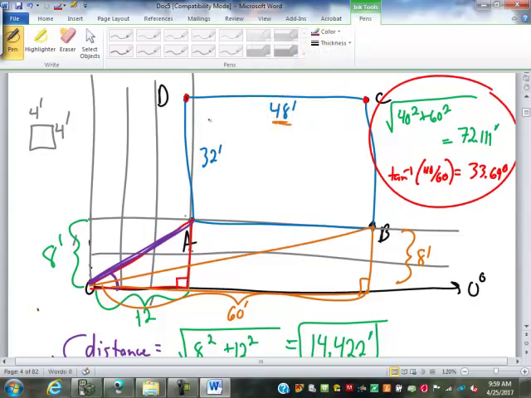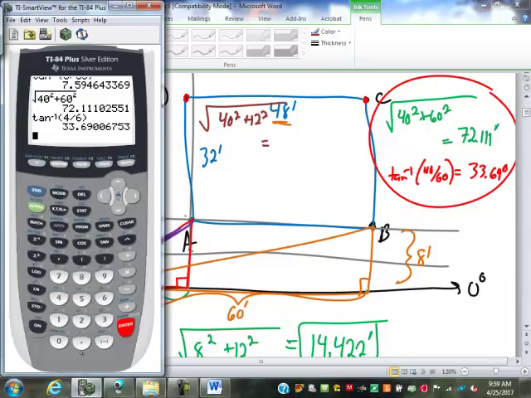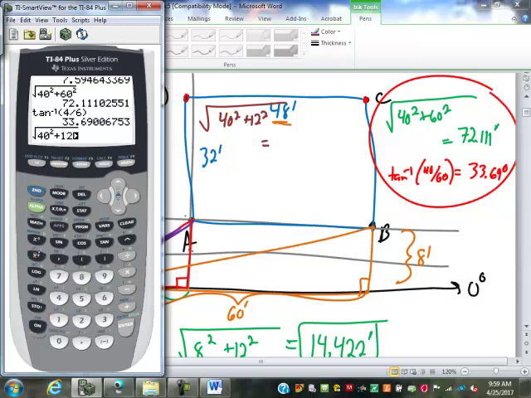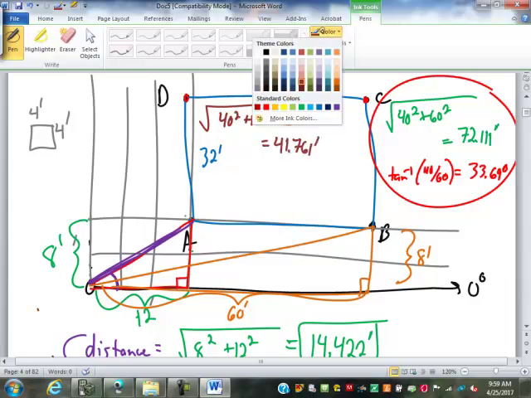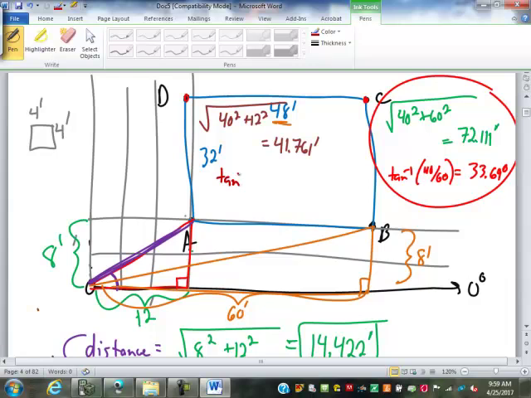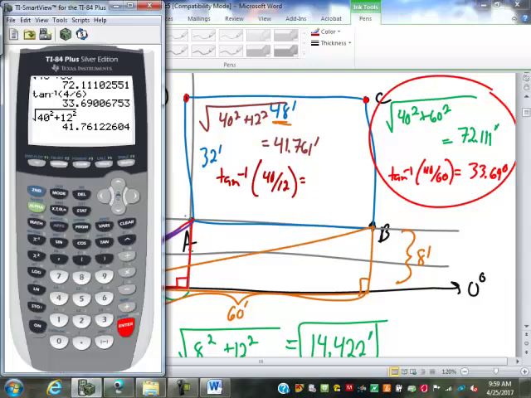Beautiful. For D, our distance will be the square root of 40 squared plus 12 squared. It was 41.761. And the angle, inverse tangent of 40 over 12. 73.30 degrees.